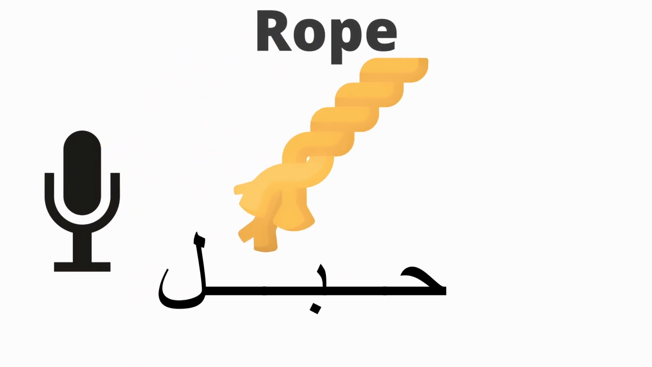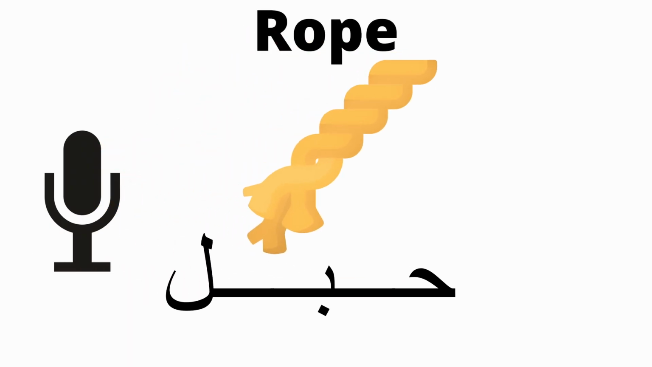In the middle of the word, it looks like this. Habl. And at the end of the word, it looks like this. Now take your pen and practice writing Ba in the beginning, middle, and end. Pause your video and practice.